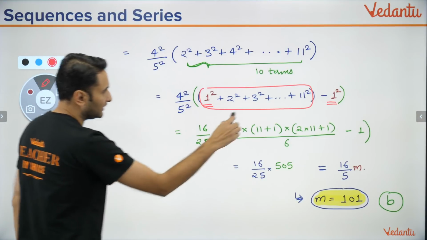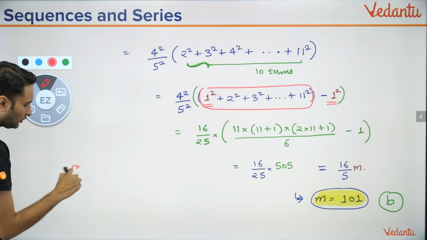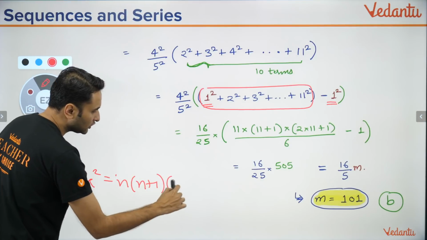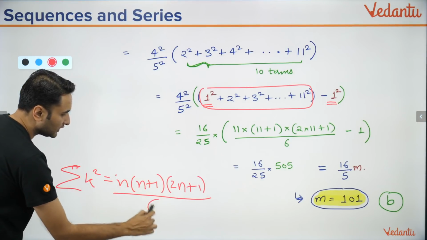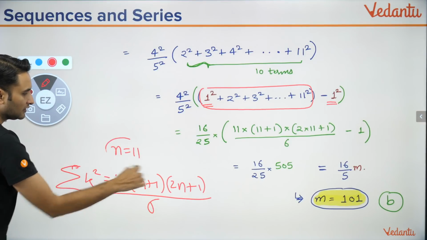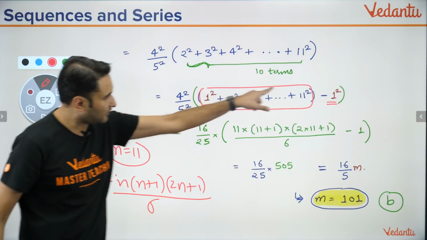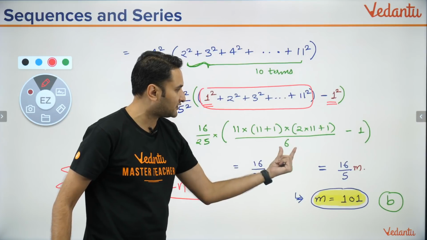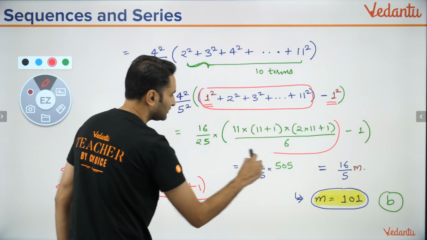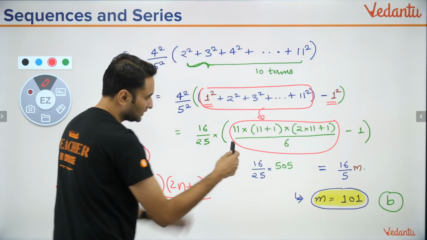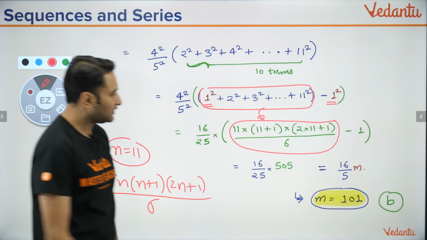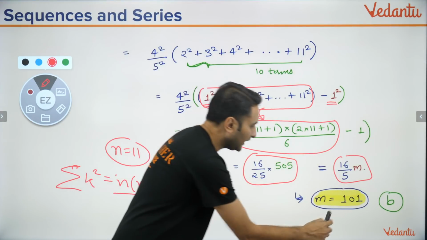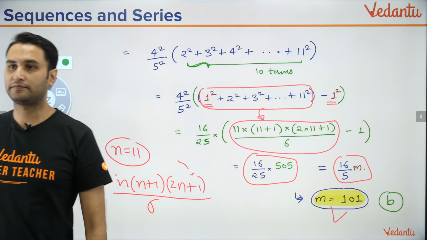But this entire thing is the formula. The summation of the squares is equal to n into n plus 1 into 2n plus 1 by 6. In this case, n is equal to 11 because 1 से लेके we are going till 11. So 11 into 11 plus 1 into 2 into 11 plus 1 upon 6. There is a minus 1 outside. Solve कर दो, आंसर आ जाएगा. 16 into 505 is equal to 16 by 5 m as given in the problem. m हो गया बच्चों 101.